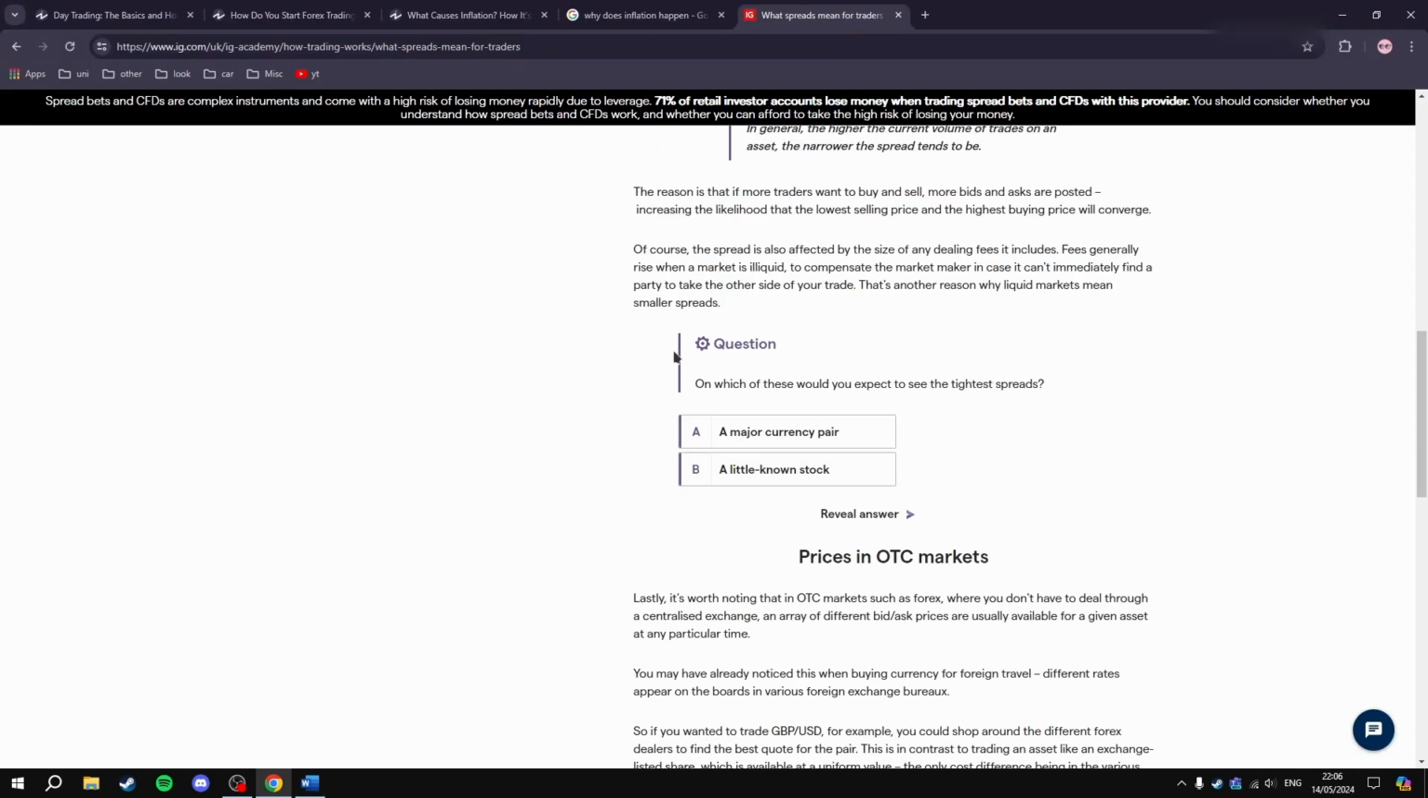The reason is that if more traders want to buy and sell, more bids and asks are posted, increasing the likelihood that the lowest selling price and the highest buying price will converge. Of course, the spread is also affected by the size of any dealing fees it includes. Fees generally rise when the market is illiquid to compensate the market maker in case they can't immediately find a party to take on the other side of the trade. That's another reason why liquid markets mean smaller spreads.